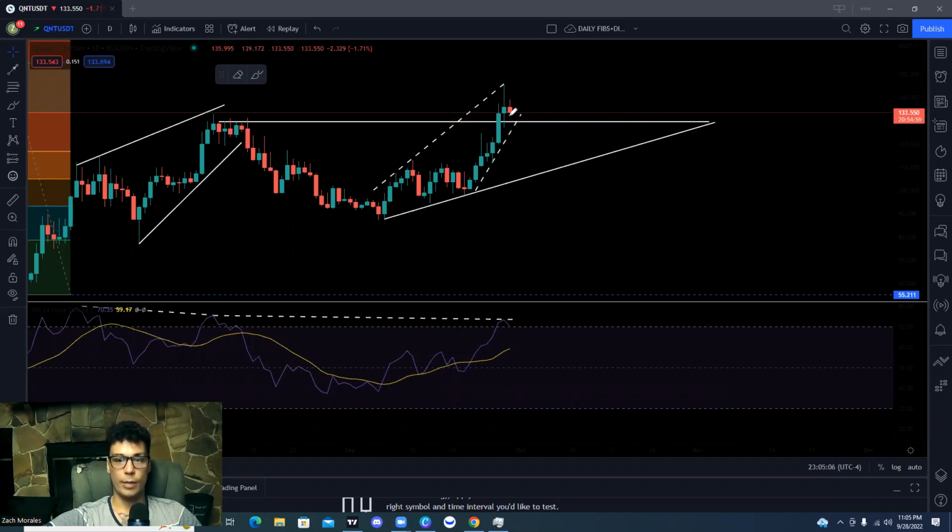So we may pull back towards this level right here. And this is going to be a very, very critical level. This is going to be your make or break level if we do come back down and test this level. Are we going to get the bounce off of here and flip old resistance to support and continue higher? Or are we going to get the breakdown of this ascending wedge and head lower to come back down and test this trend line here? Those are the two main patterns that I'm really watching right now.